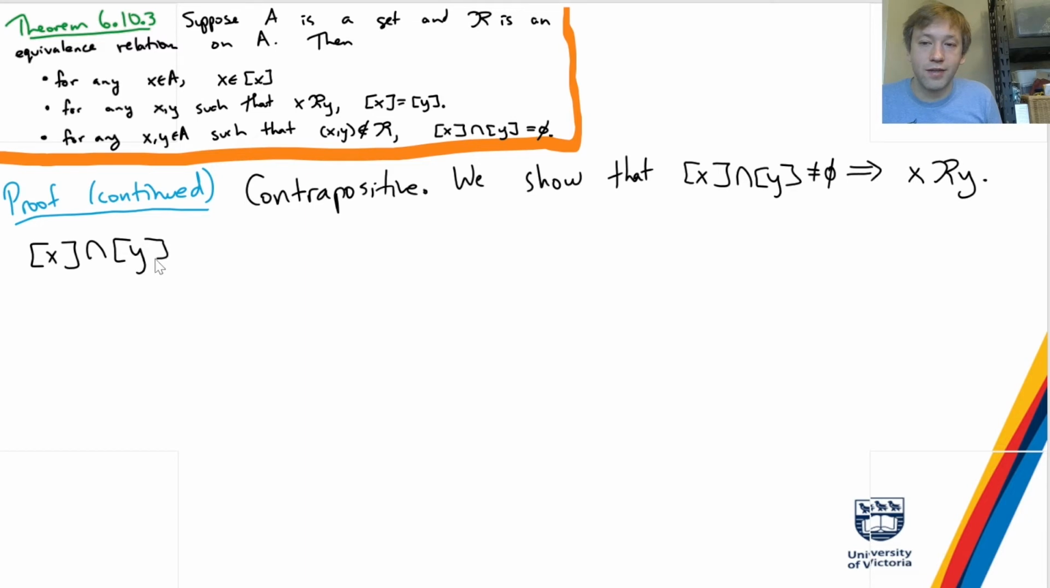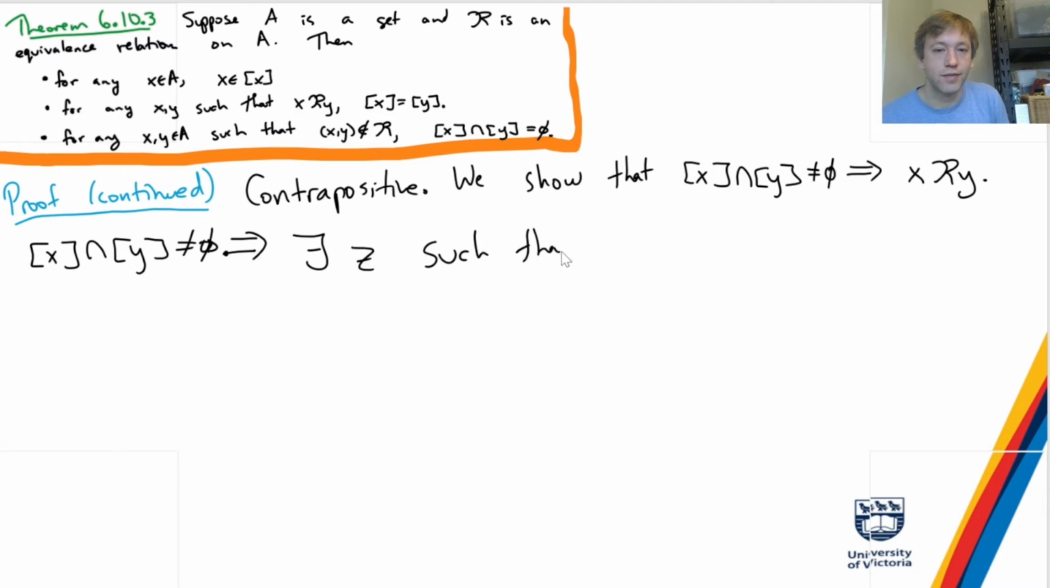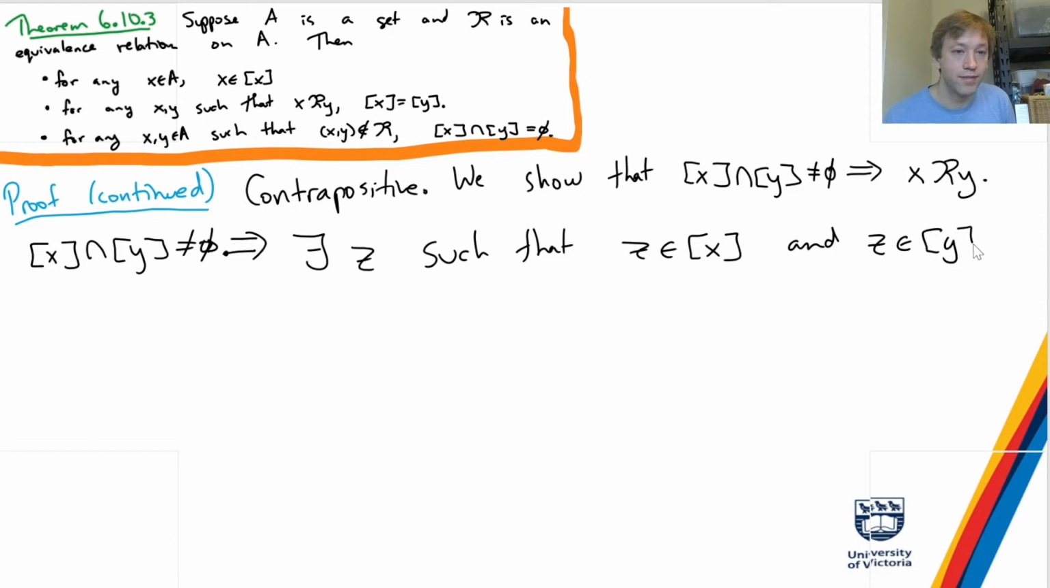Okay, so if we're assuming this, what this means is that if these things have a non-empty intersection, so if this is not the empty set, then there's an element which is common to these two sets. So this implies that there exists a z such that z is in the intersection of these two sets. So in other words, z is in the equivalence class of x and z is in the equivalence class of y. What it means for z to be in these equivalence classes is that z is related to x and z is related to y.